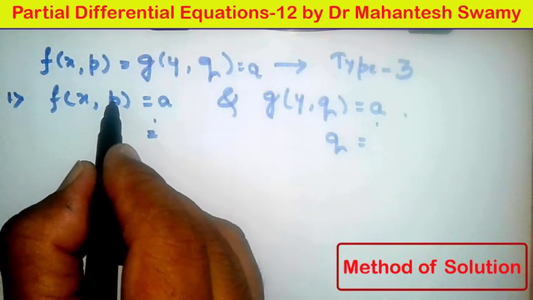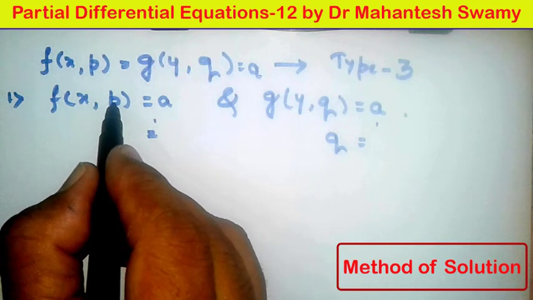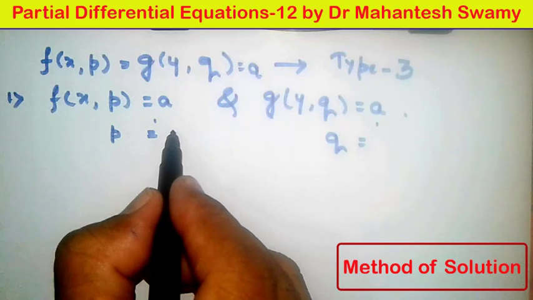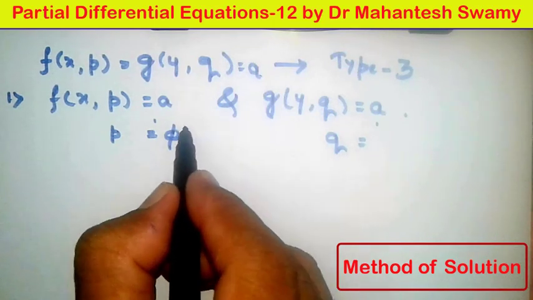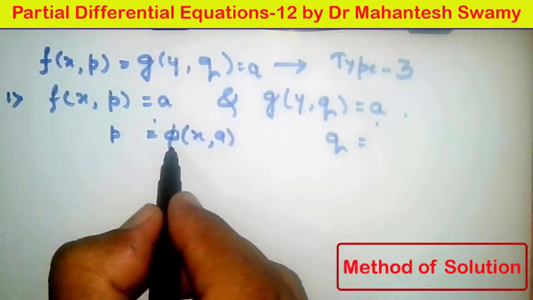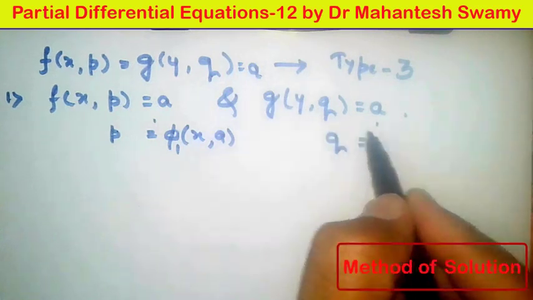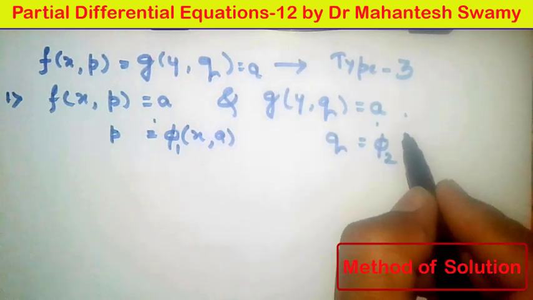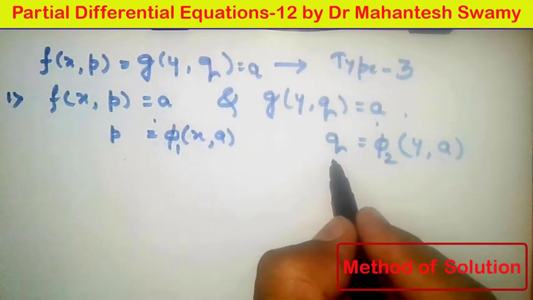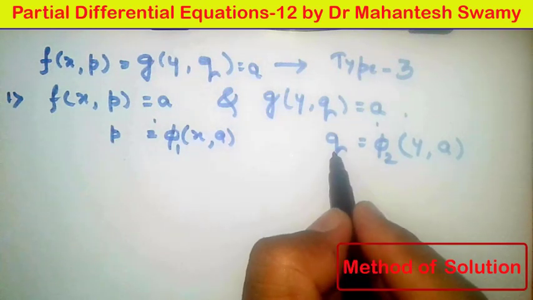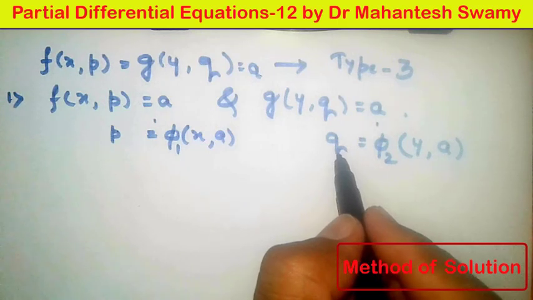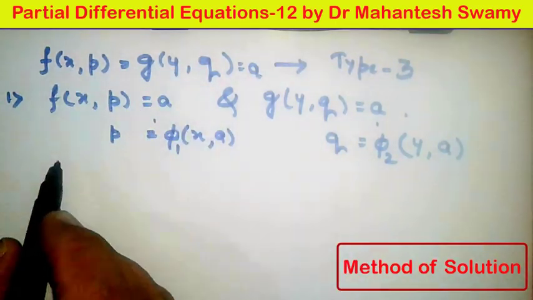With some suitable arrangement of the terms, we can get the value of p as some function, say phi 1, which will definitely be in terms of x and this a, and the value of q may be phi 2 of some relation between y and the arbitrary constant a. That will be the value of q. So with these two values of p and q in hand, we can proceed to find the required complete integral of the given PDE by using one important thing.